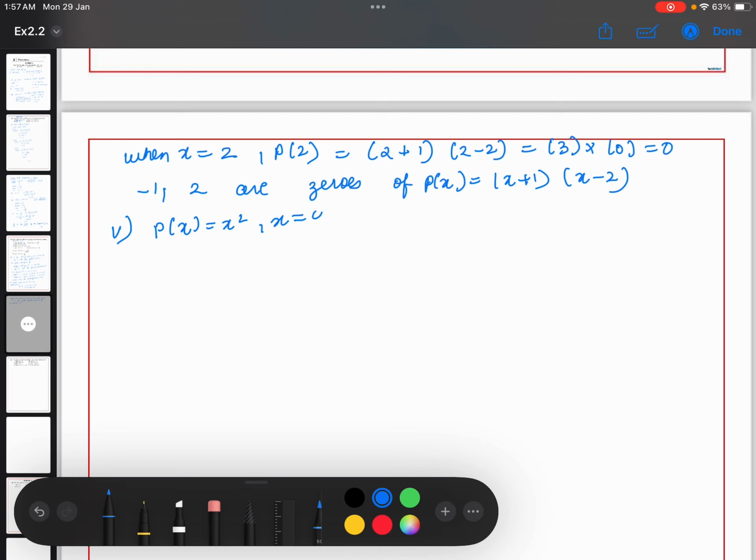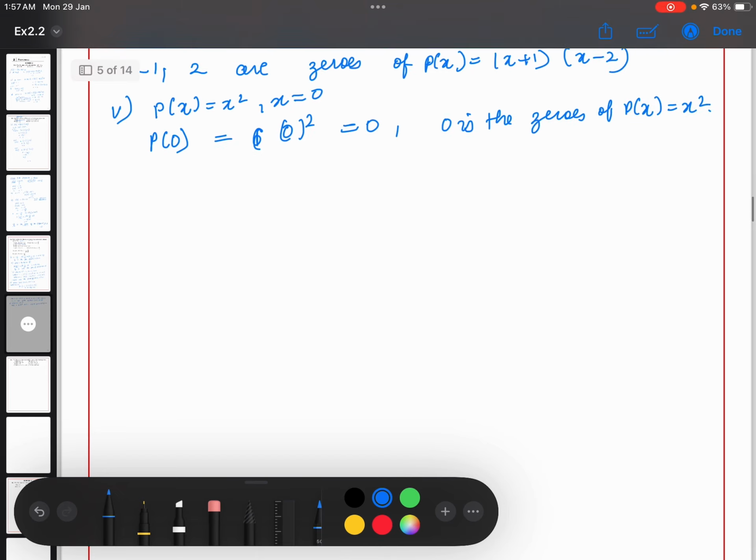Okay, now for question number 5, p of x equal to x square, and x equal to 0. Very simple. Simply put p of 0, because x equal to 0, so this will become 0 whole thing square, which is equal to 0. So you can just conclude 0 is the zero of p of x equal to x square. Clear?